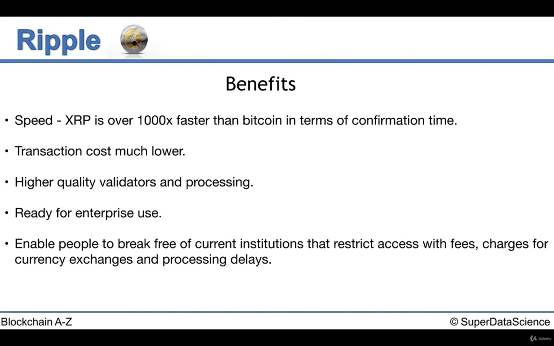So you may be thinking, what are some of the benefits of Ripple? Ripple benefits include speed, and that is that XRP is over 1,000 times faster than Bitcoin in terms of confirmation time. The transaction cost is also much lower. It has a higher quality of validators and processing, and it's also ready for enterprise use, which we can see when we discuss the financial sector picking up Ripple. It's also open source software, and anyone can run a server and validator. And as we've mentioned earlier, as an example, if the Ripple company disappeared, it would still function. So those are some pretty crucial benefits. You're talking about speed and lower transaction costs. Those are two key elements within cryptocurrencies.